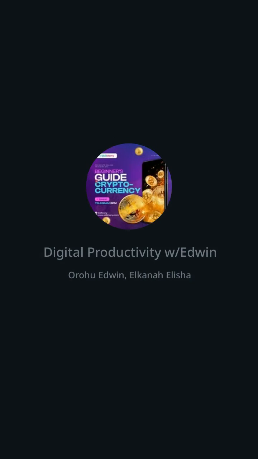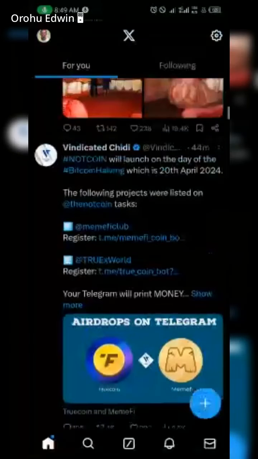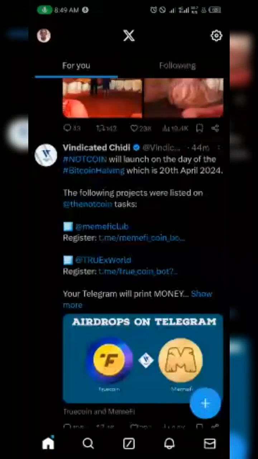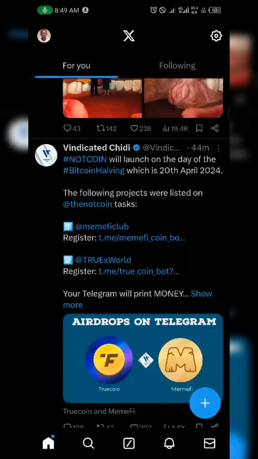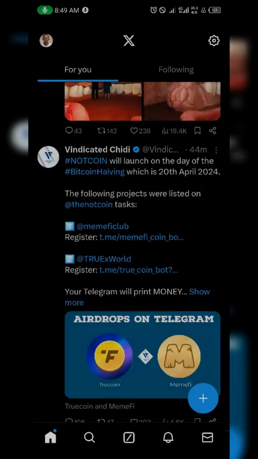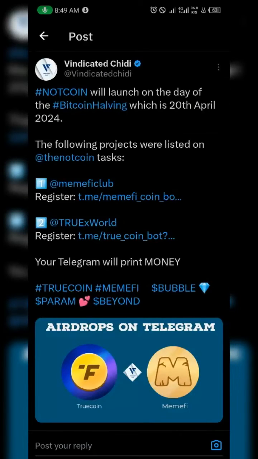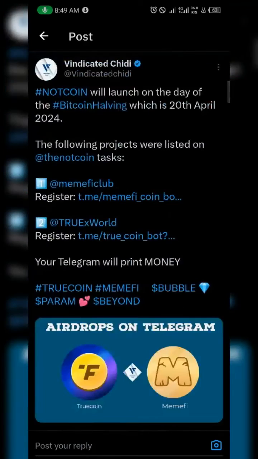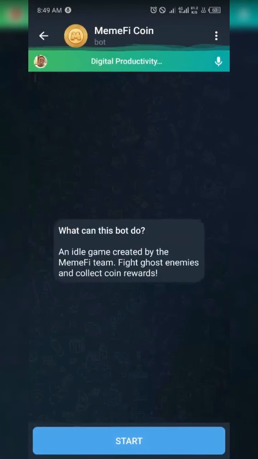It is either through, look at this one, airdrops on Telegram, right? Can you see this is an airdrop this person is referring to? Notcoin will launch on the day of the Bitcoin halving. The following projects were listed on Notcoin tasks: Memfi Club, true. So these are different airdrops that you can participate in, right? You can join this by clicking on this. It will take you to maybe the bot where you are going to start.